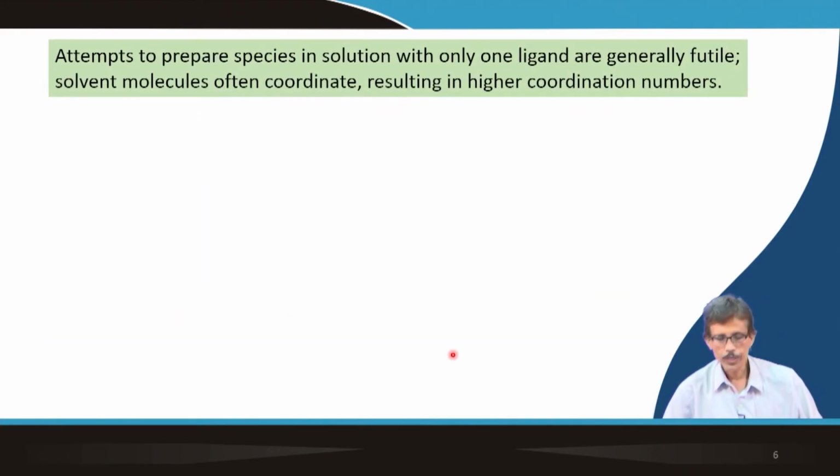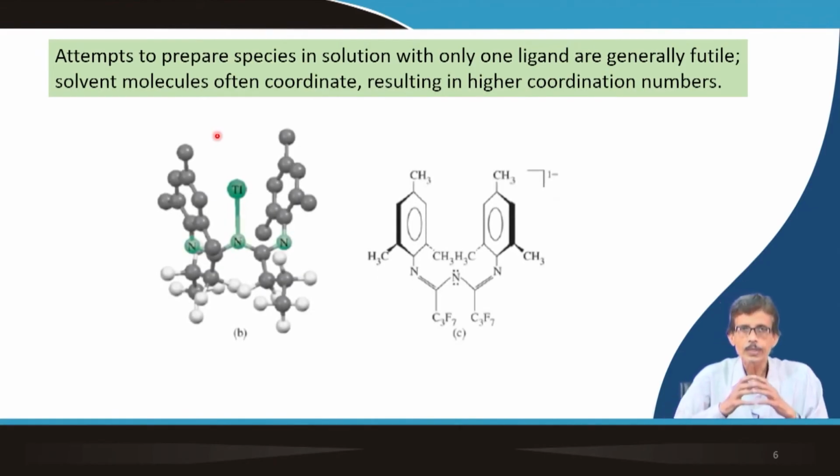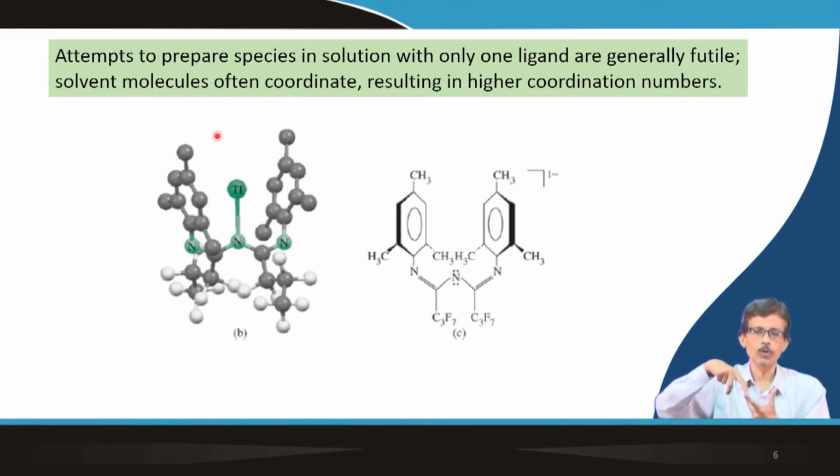Now consider how you prepare these complexes. Only one ligand is generally futile, since solvent molecules often coordinate, resulting in a higher coordination number. This is a very typical example we are looking at: already I told you that you can have coordination from 6 water molecules around the ferric ion center. So, 3 water molecules like this and another 3 from the top, and at the center you have the iron center.